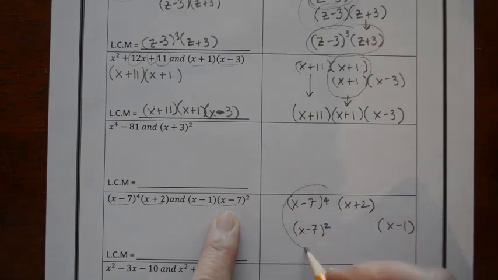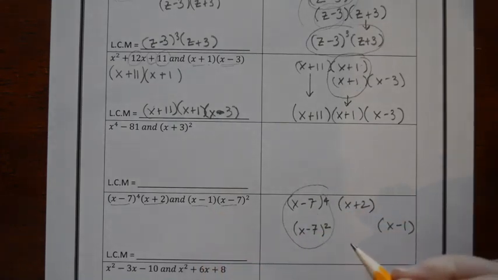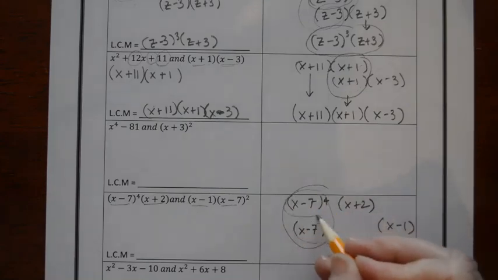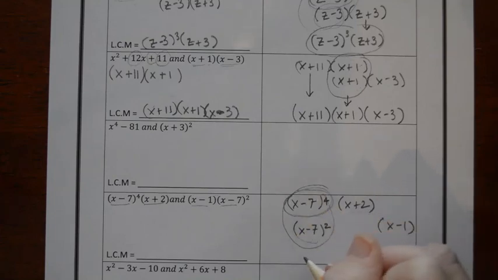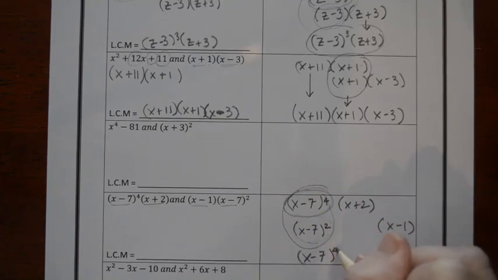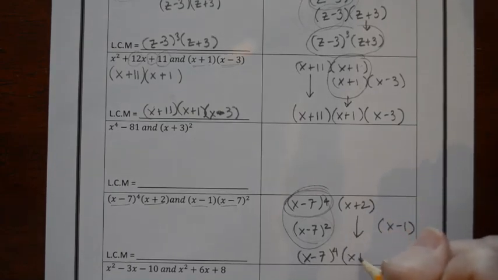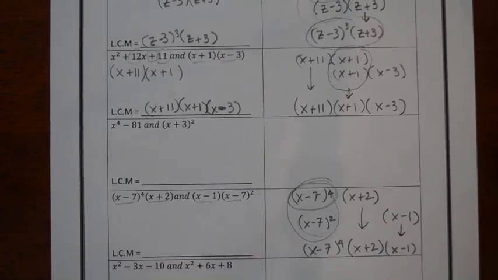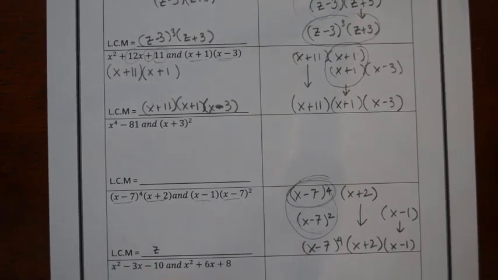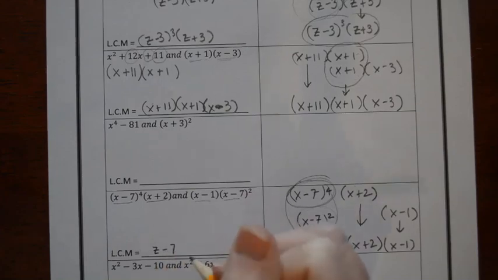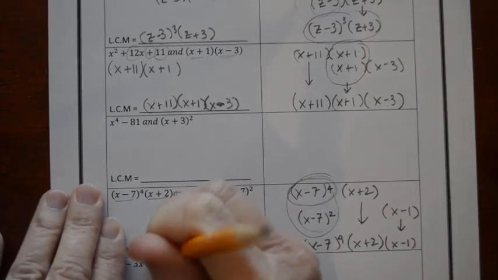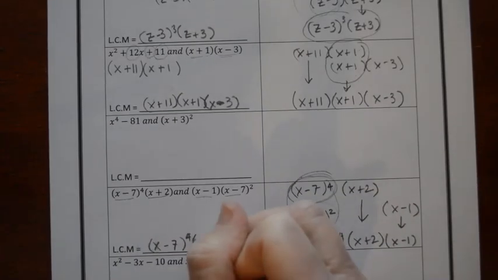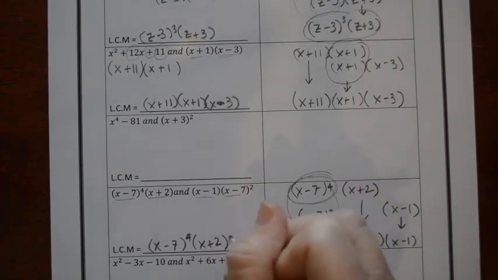I look at these two, they have a common factor there, and again, the x minus 7 squared is what they have in common, but I'm going to bring this one down because that takes care of the common and uncommon all at once. And then I'll bring this down, because it's uncommon, and this is uncommon. So this would be their prime factorization. This would be their least common multiple. X minus 7 to the 4th, x plus 2, x minus 1.